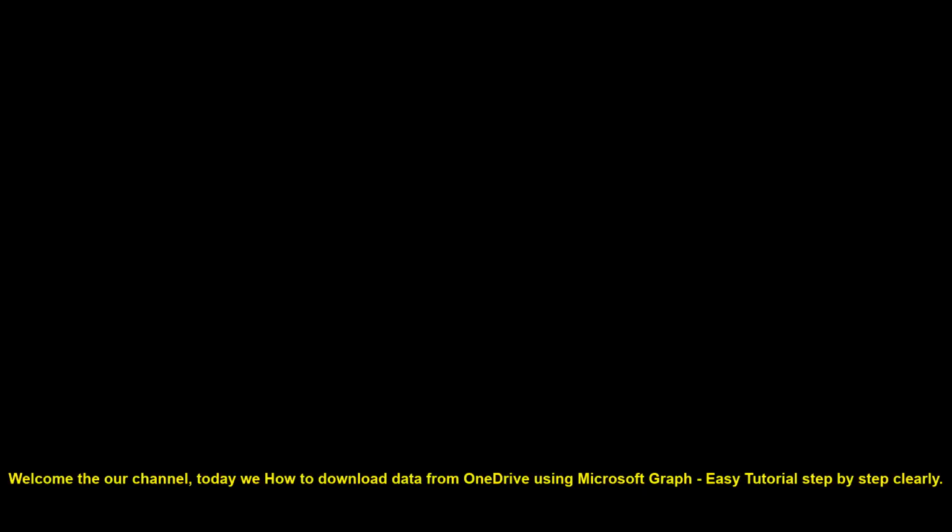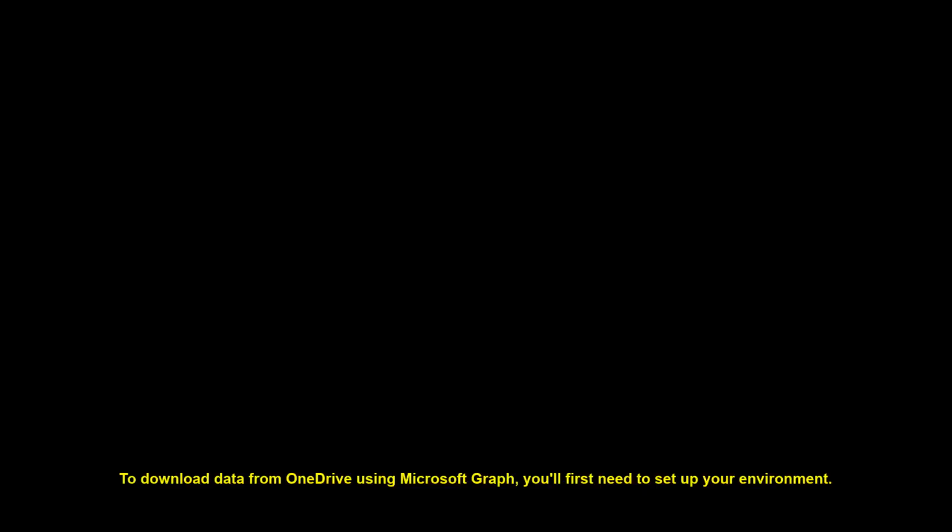Today we'll show how to download data from OneDrive using Microsoft Graph. Easy tutorial, step by step, clearly. To download data from OneDrive using Microsoft Graph, you'll first need to set up your environment. Begin by registering your application in the Azure portal.